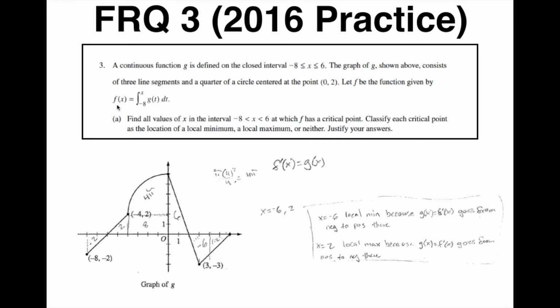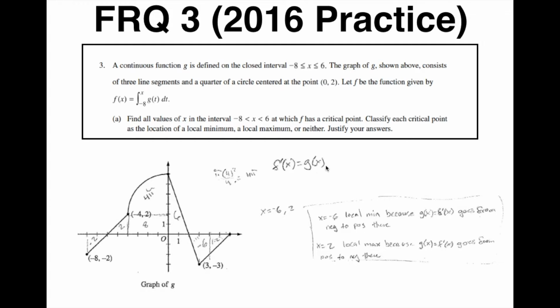In this case, f'(x) is the derivative of this expression, and because of the fundamental theorem of calculus, it is actually equal to g(x). We confirm that we have a constant as the lower bound and we have x as the upper bound, so it's easy. f'(x) equals g(x). So this transforms the problem into finding where g(x) equals 0 and where g(x) is undefined. g(x) equals 0 here at x equals -6 and here at x equals 2. So that's great. We already found two critical points, x equals -6 and x equals 2.